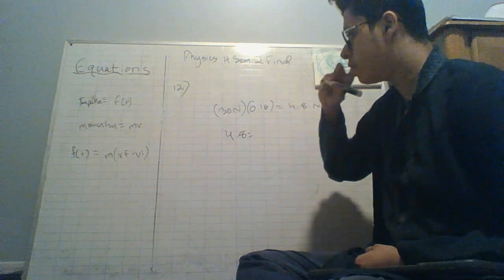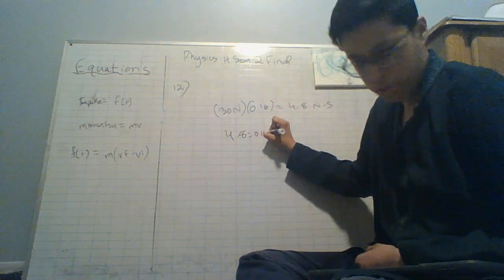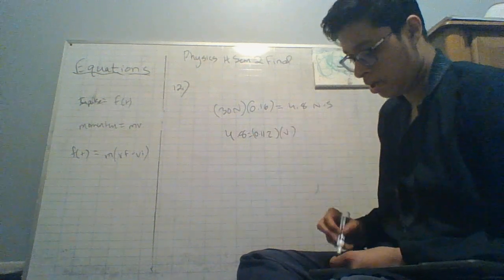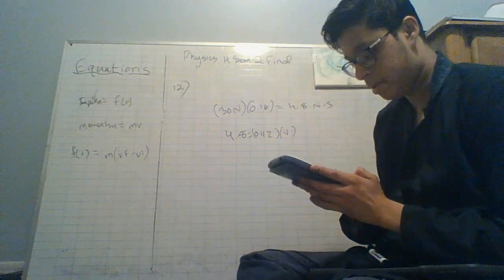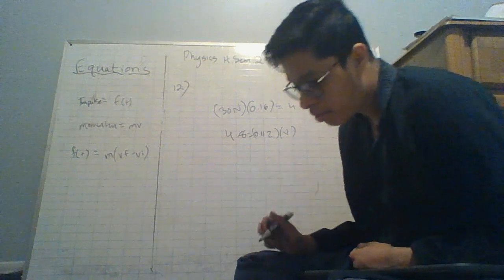4.8 newton times seconds is equal to a mass 0.112 times v. I just do 4.8 divided by 0.112. And v is 42.86.